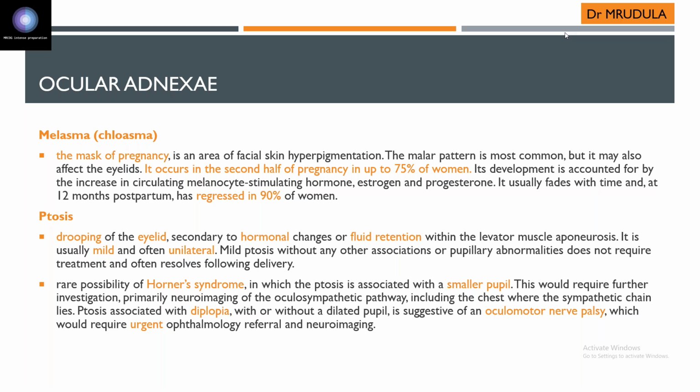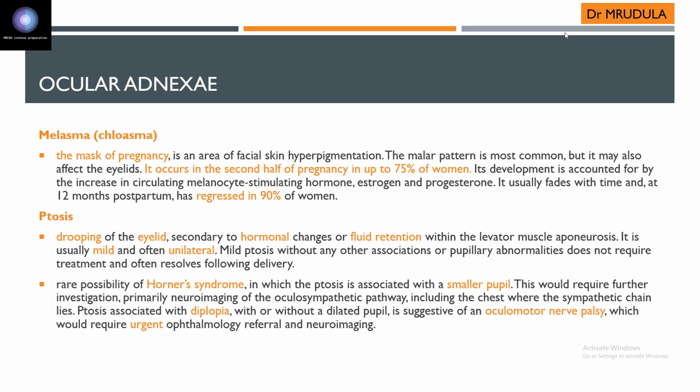So mild ptosis without any associated symptoms or pupillary abnormalities. Now, which ptosis requires evaluation? When ptosis is associated with a smaller pupil, the smaller size of pupil along with ptosis is suggestive of Horner syndrome, and it requires further investigation by neuroimaging of the oculosympathetic pathway. Also, you have to do chest imaging to look for any sympathetic chain problems.